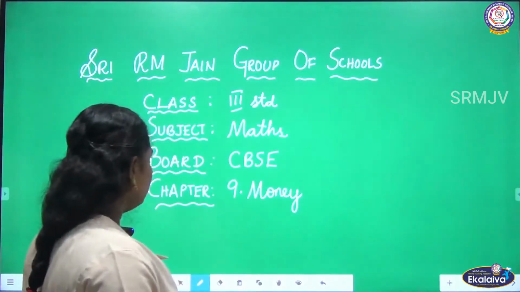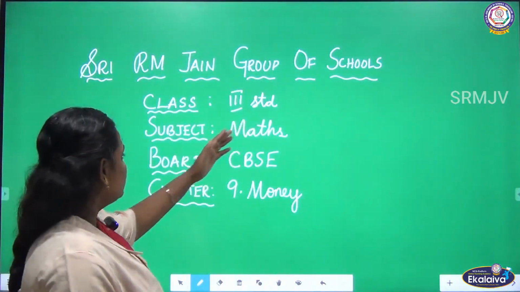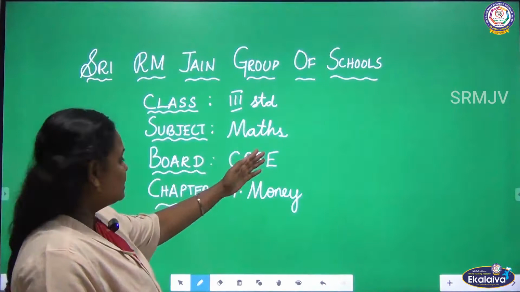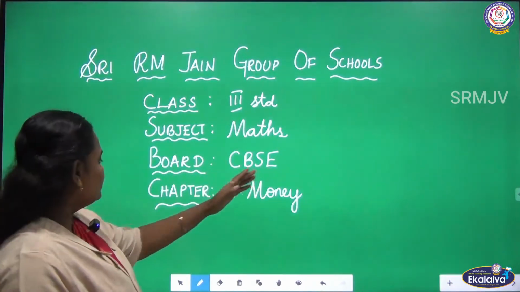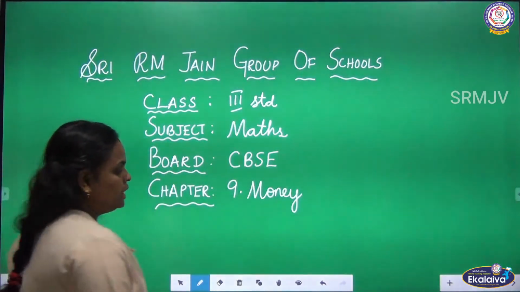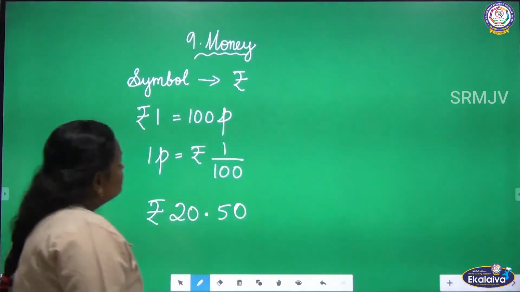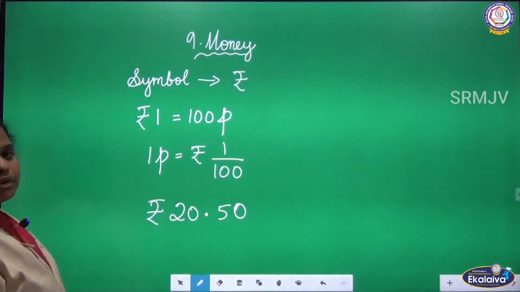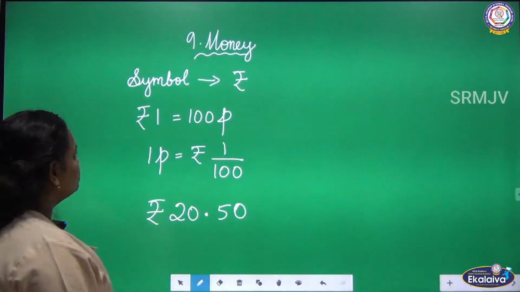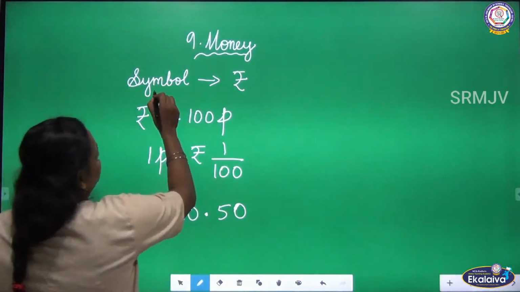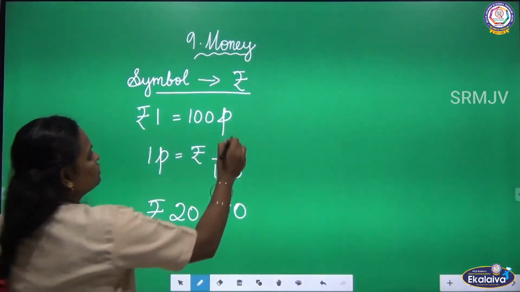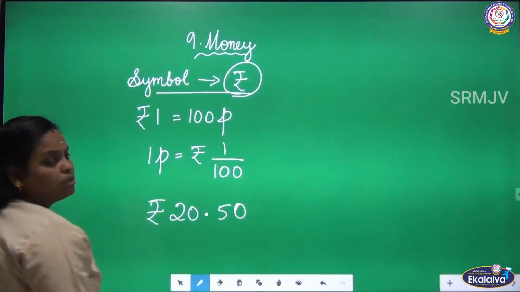Today we are going to see class 3rd standard subject Maths, Board CBSE, chapter 9 Money. So in money today we are going to see exercise 1 and exercise 2. So what is the symbol for rupees, children? So this is the symbol for rupees.